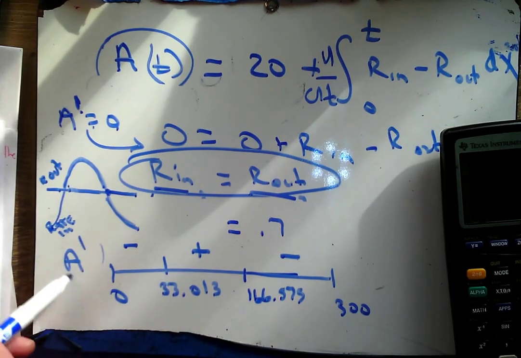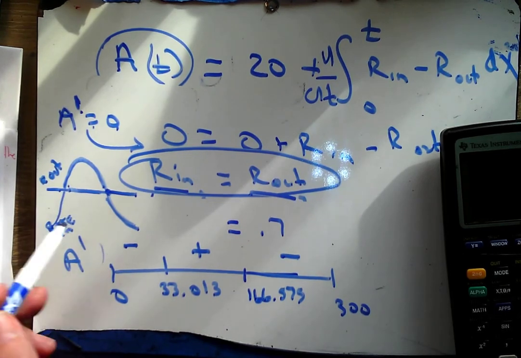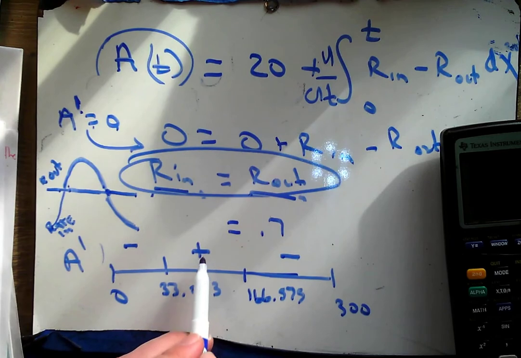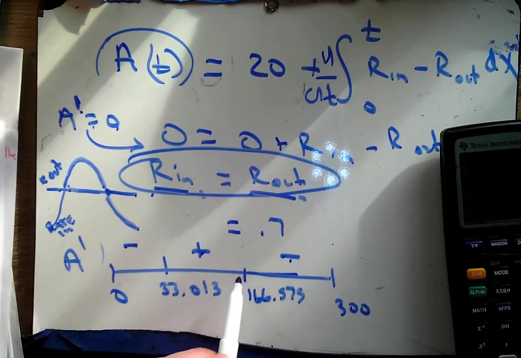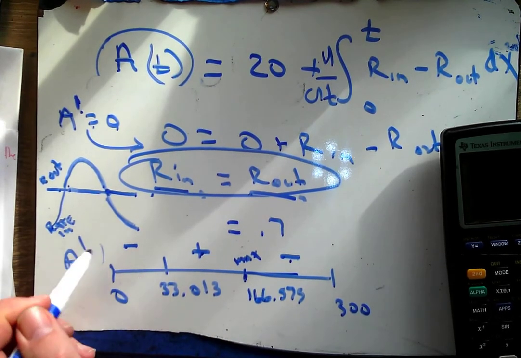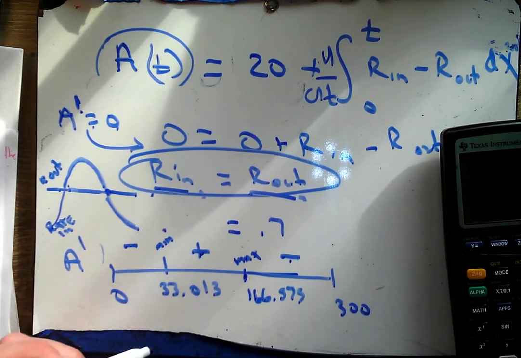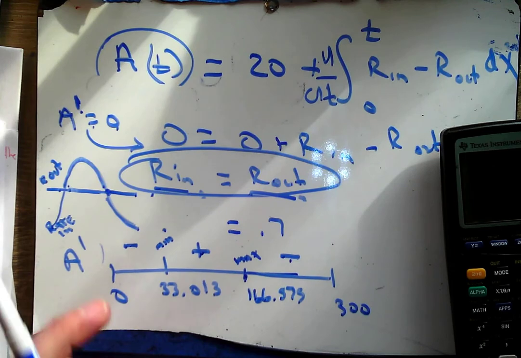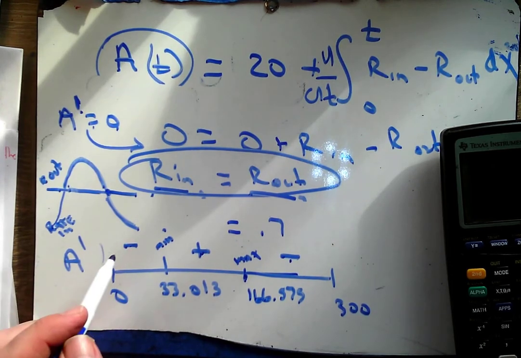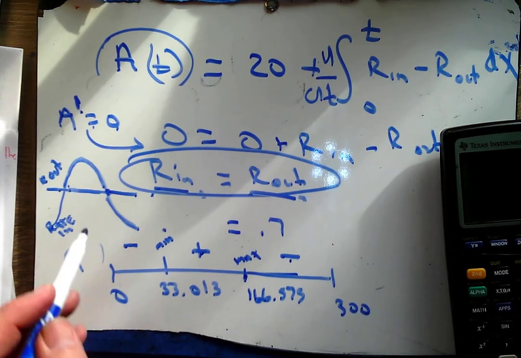Well, by looking at my A prime function, I know that when A prime goes from positive to negative, this is when I have a maximum number of people in line. When A prime goes from negative to positive, though, I have a minimum. Watch out, though. We've got endpoints.